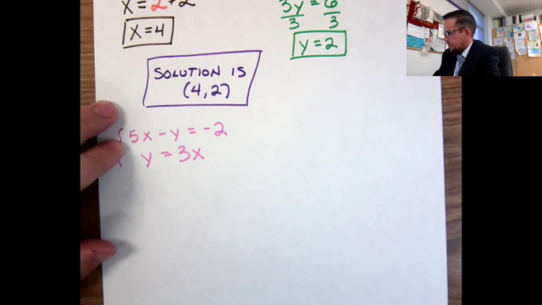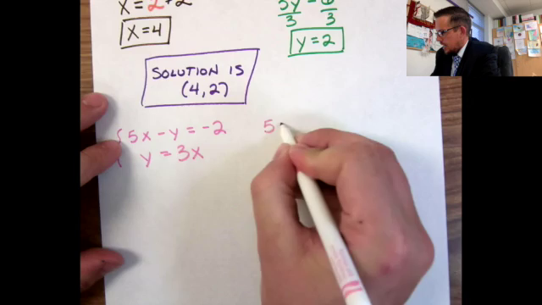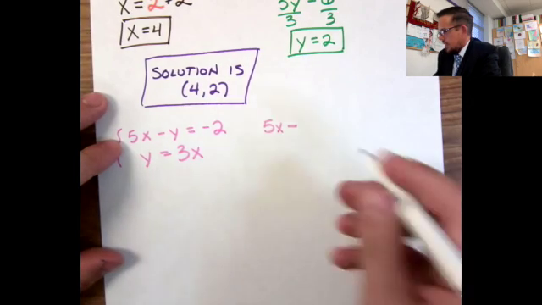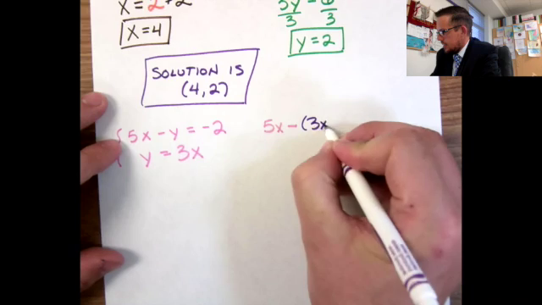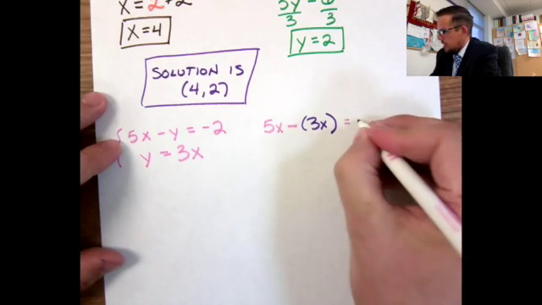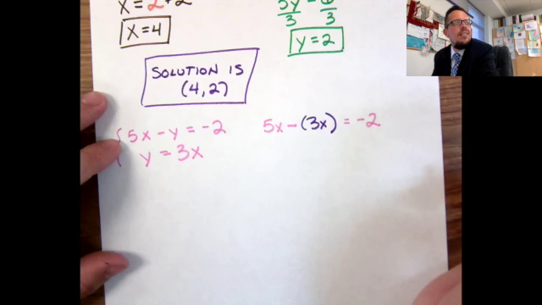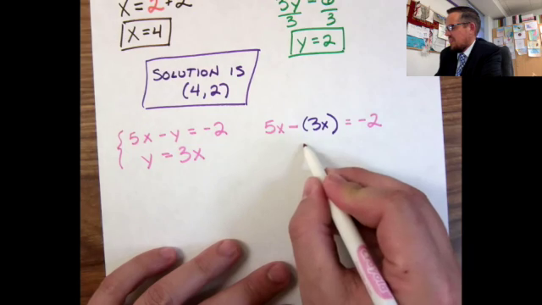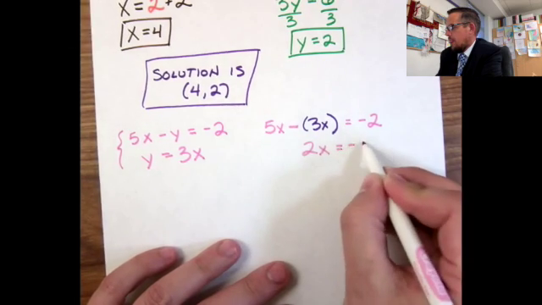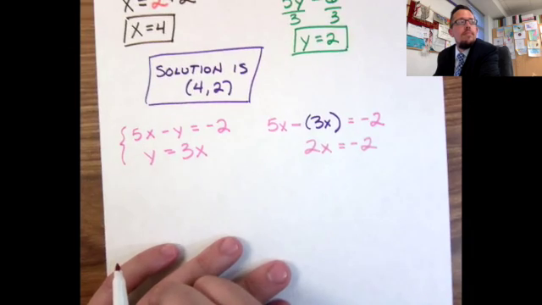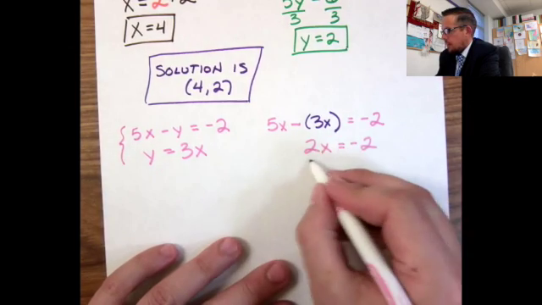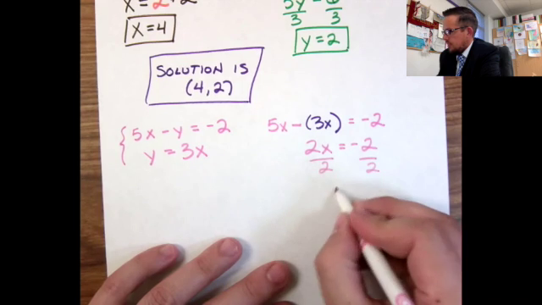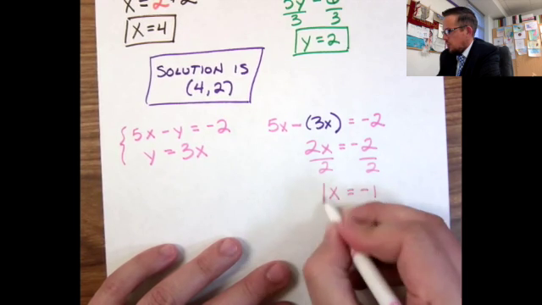Minus 3x. So I would have 5x minus 3x equals negative 2. That's really nice. You're replacing a y. We replaced the y with 3x, or substituted. So 5x minus 3x is 2x. And now I'm one step away. Divide both sides by 2. X equals negative 1.